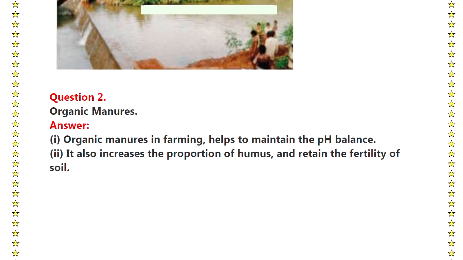Next, question number 2, organic manures. Answer: organic manure in farming helps to maintain pH balance. It also increases the proportion of humus and retains the fertility of soil.